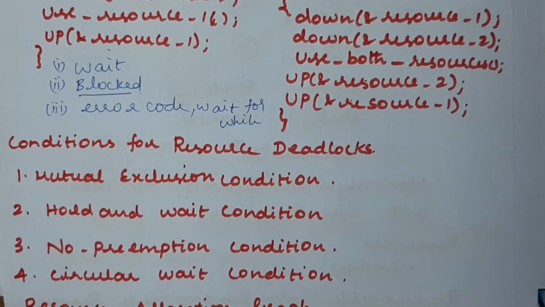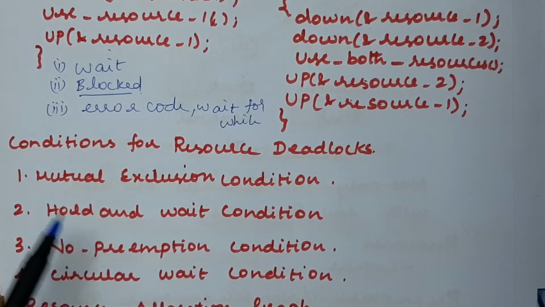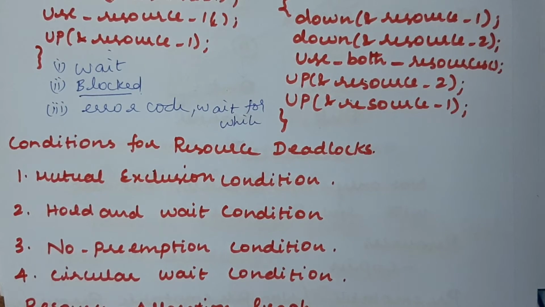But if you provide this condition, mutual exclusion, where only one process can use the resource at a time, the other process may not use it at the same time. That means the other process has to wait for the resource it is requesting, which is already allocated to some other process. It may lead to deadlock. If this condition is satisfied, it will lead to deadlock. If any one of these four conditions is satisfied in the system, then obviously we will get deadlock.